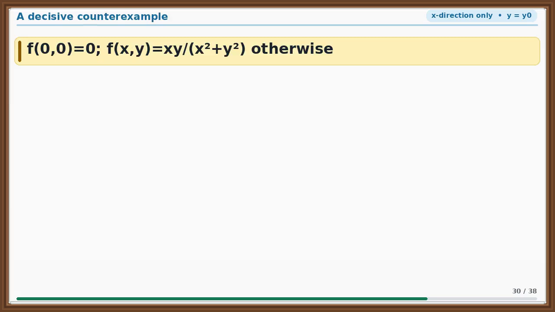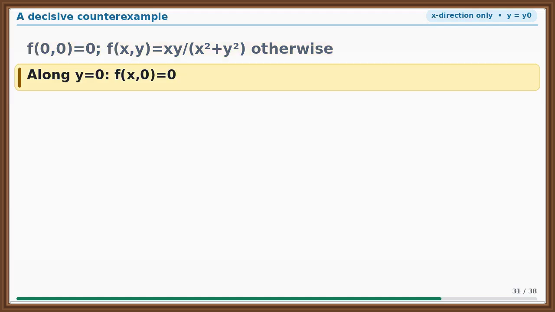Here is a decisive example. Define f at the origin to be 0. Away from the origin, define f of x, y to be xy divided by x squared plus y squared. First inspect the horizontal cross-section y equals 0. Substituting y equal to 0 makes the numerator 0, so f of x, 0 equals 0 for every x. This entire slice is the constant 0 function.